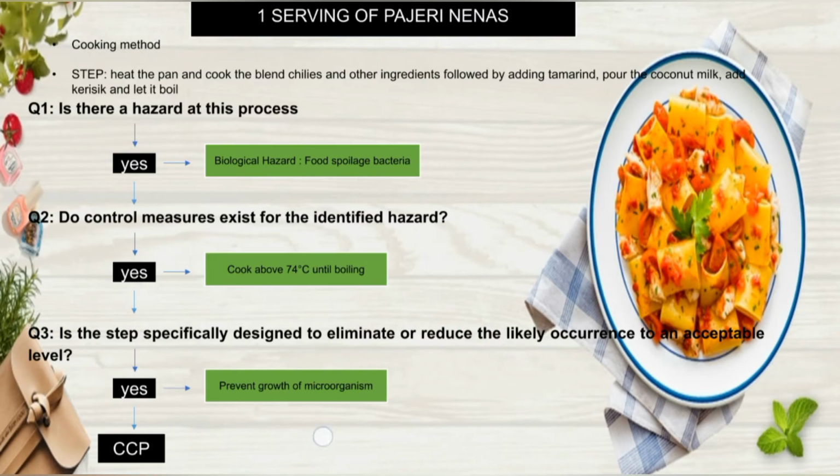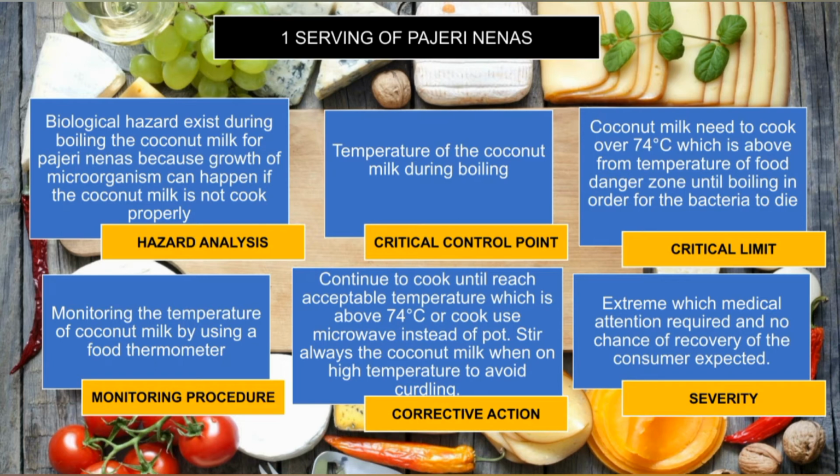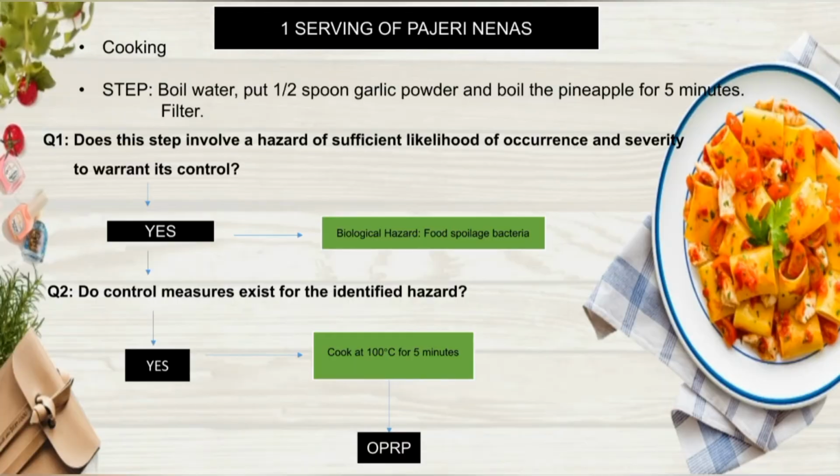Thus, it is CCP. And hazard analysis, biological hazard, Critical control point, temperature of the coconut milk during boiling. Critical limit, cook over 74 degrees Celsius, which is above from temperature of food danger zone. Monitoring procedure, monitor the temperature of coconut milk by using a food thermometer. Corrective action, continue to cook until reach acceptable temperature which is above 74 degrees Celsius, or cook use microwave instead of pot. Stir always the coconut milk when on high temperature to avoid curdling. Severity, extreme.